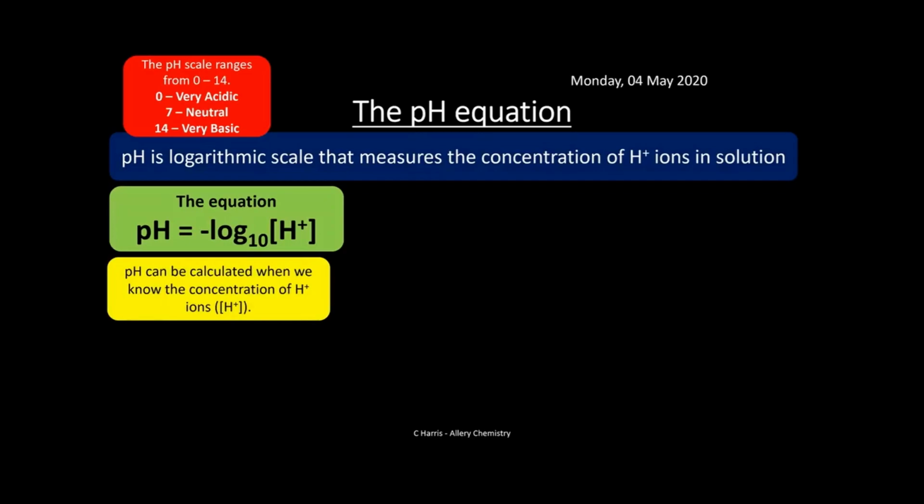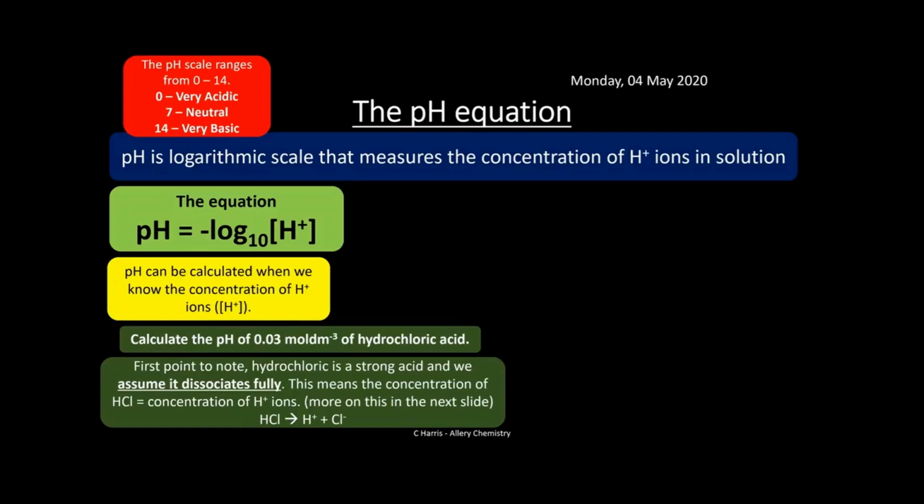So pH can be calculated when we know the concentration of H+ ions in solution. For example, calculate the pH of 0.03 moles per dm cubed of hydrochloric acid. We know that hydrochloric acid is a strong acid, so we assume that the HCl molecule dissociates fully into H+ and Cl- ions. So the concentration of H+ ions will equal the concentration of the HCl it has come from.